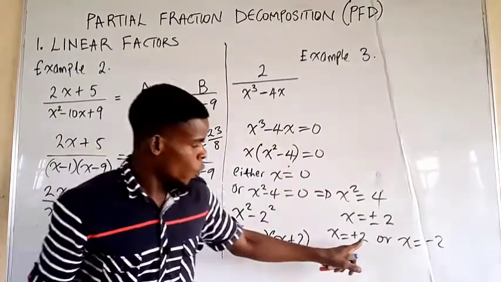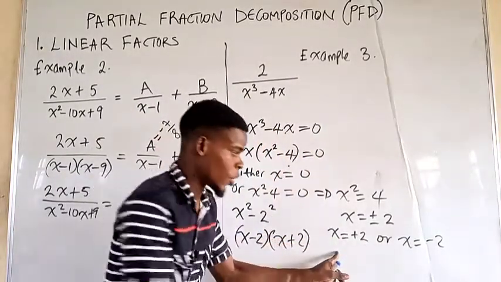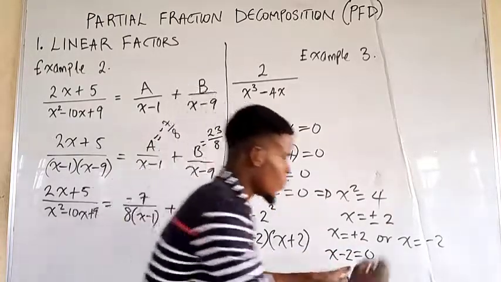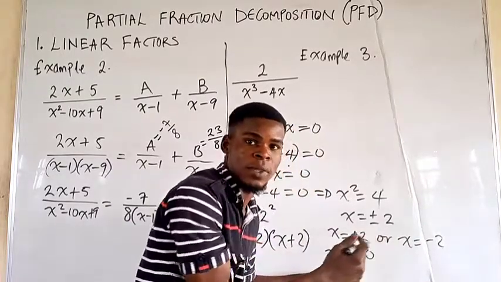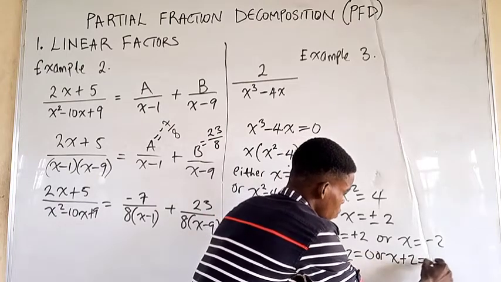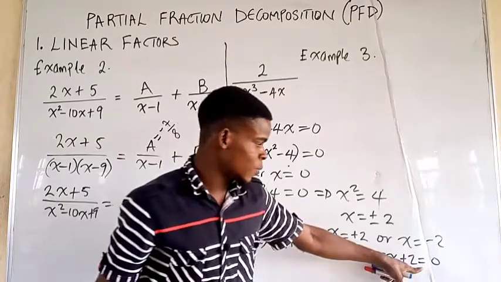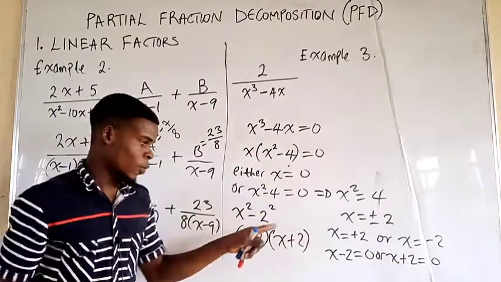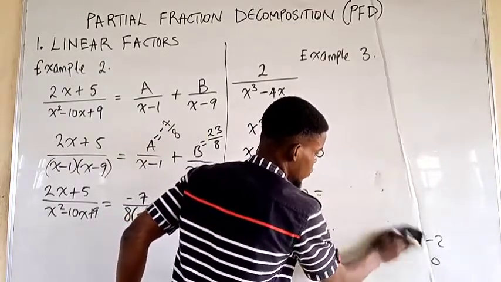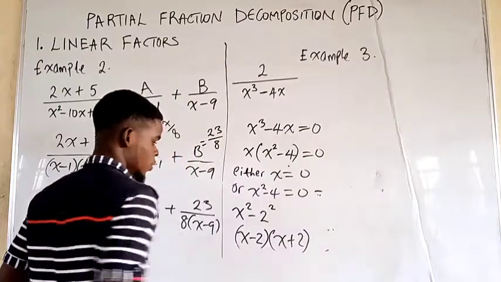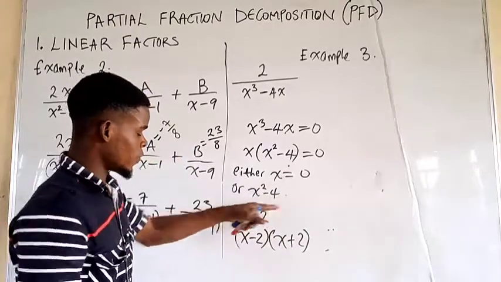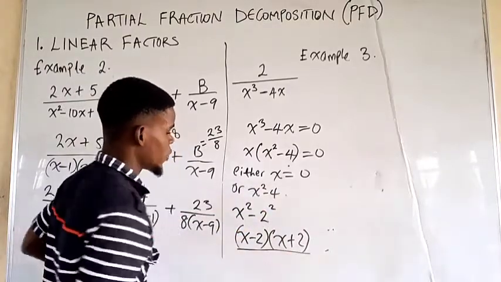Okay, so we move this 2 to the left hand side. That will become x minus 2 equals 0, by subtracting 2 from both sides. And we move this other one to the left hand side, that will become positive 2, just like adding 2 to both sides, so x plus 2 equals 0. That's why x minus 2 times x plus 2 will give us x squared minus 4. So right there, these are the factors of x squared minus 4.